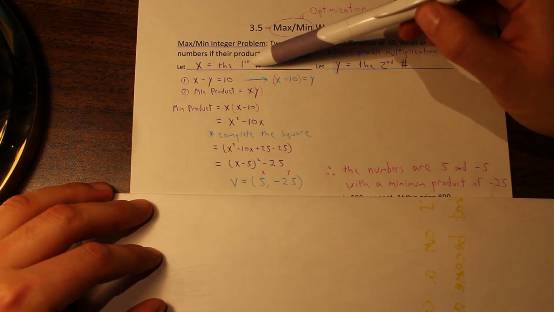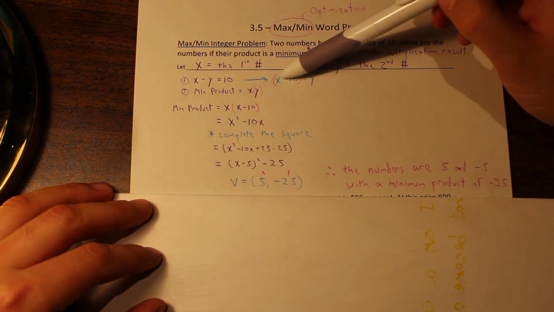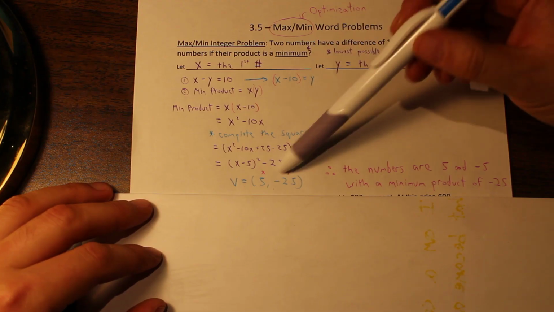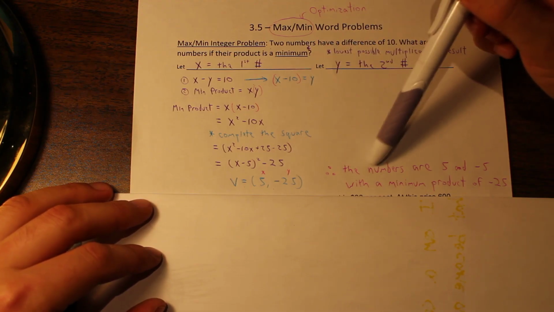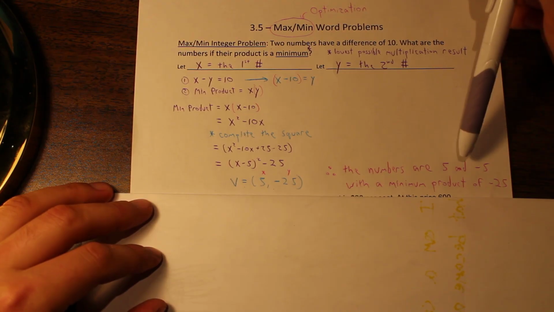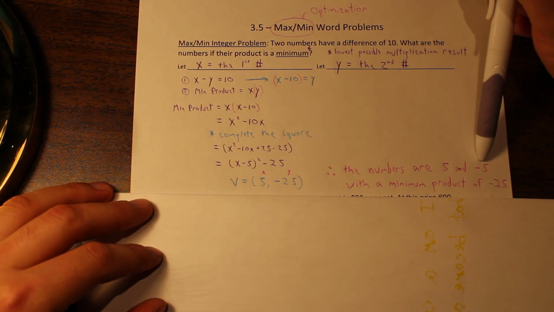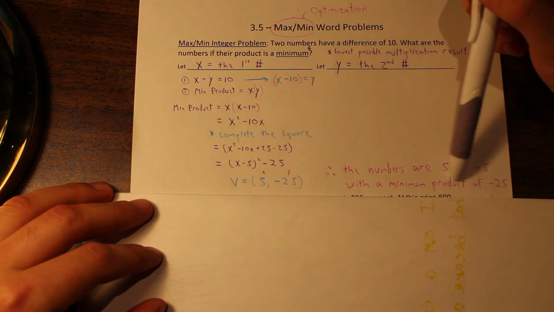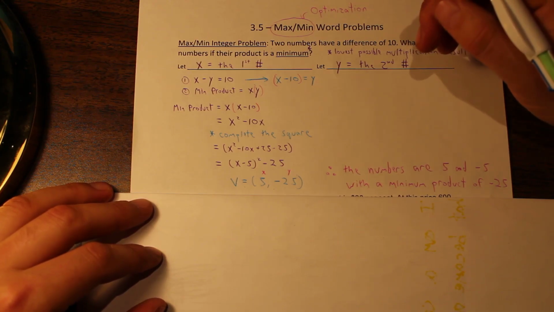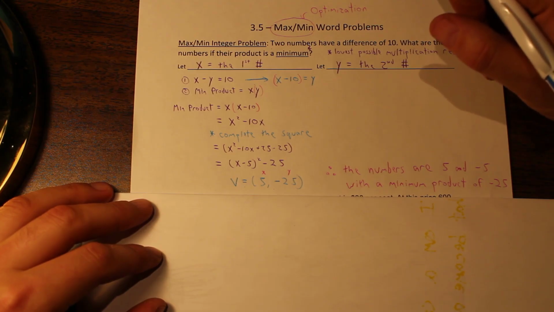So let x equal the first number, and really, x minus 10 is the other number. So, therefore, the numbers are 5, that's the first number, and, well, 5 minus 10 is negative 5. And their product, when they multiply each other, is negative 25. And that's how you do it, guys.